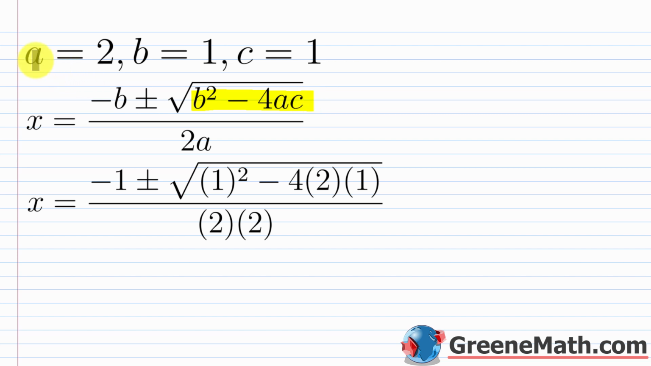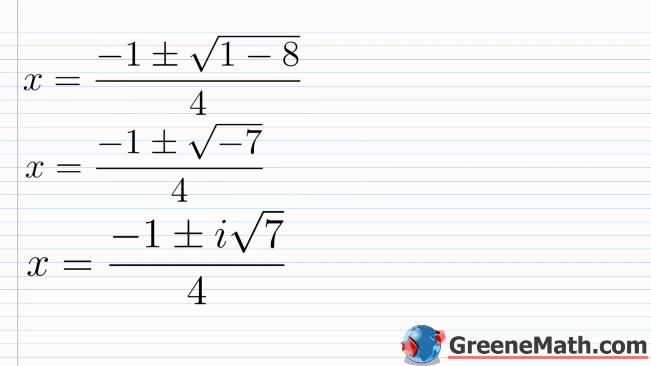So if you plug in, a is 2, b is 1, c is 1, you would get x equals -1 plus or minus the square root of 1 squared minus 4 times 2 times 1, over 2 times 2. If you simplify, you have x equals -1 plus or minus the square root of 1 minus 8, over 4. This is going to turn into -7, and you could just stop. You know that you're going to end up with two non-real complex solutions. Again, as we talked about earlier, it's x equals -1 plus or minus i times square root of 7 over 4.